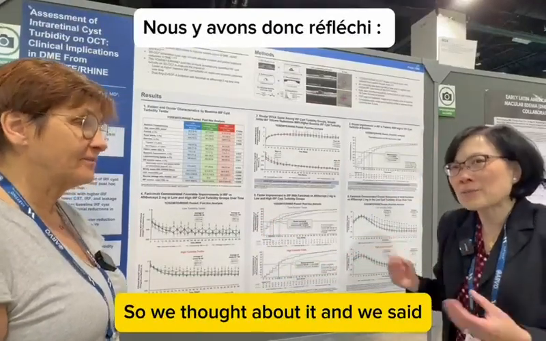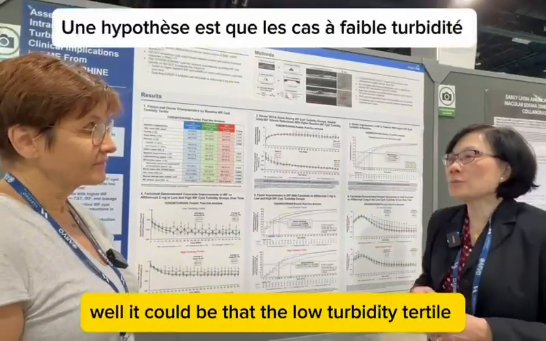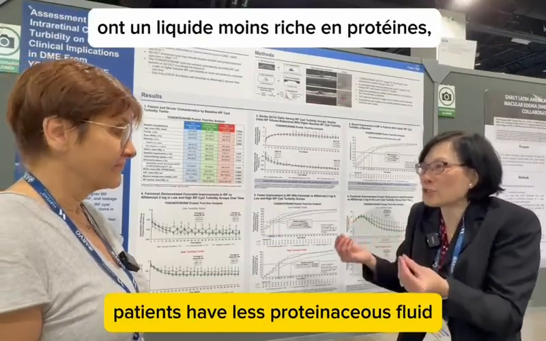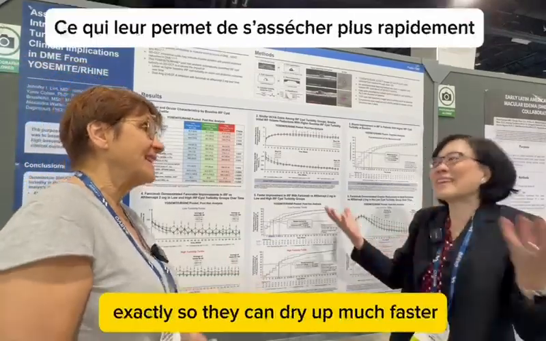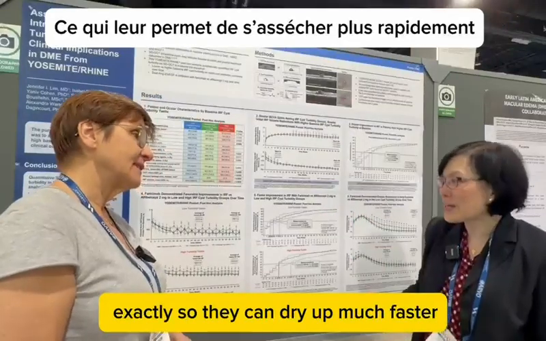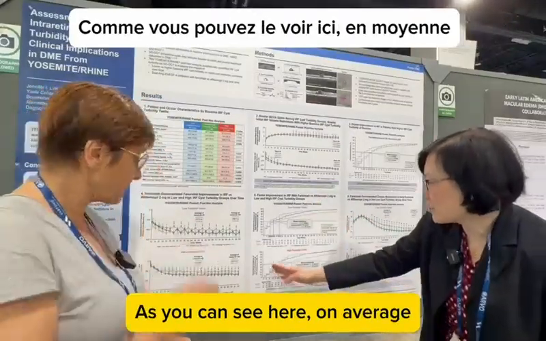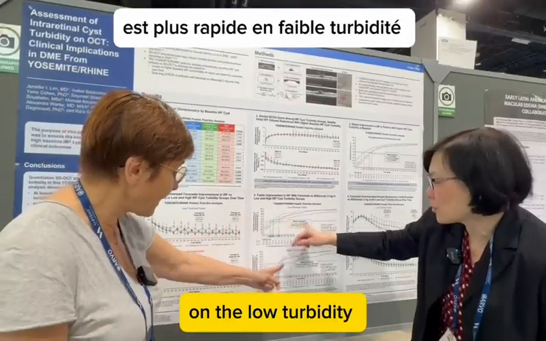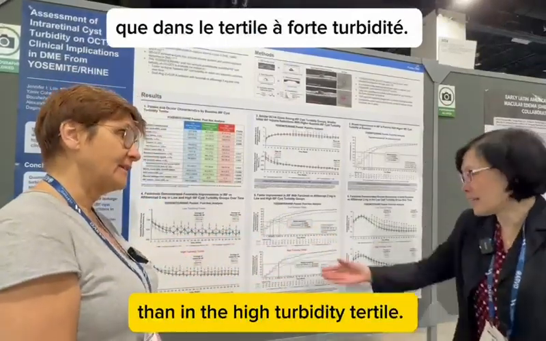So we thought about it and we said, well, why might that be? Well, it could be that the low turbidity tertile patients have less proteinaceous fluid. And water. Exactly, so they can dry up much faster. As you can see here, on average, the speed was much faster to hit the 50% in the low turbidity. Yes, than in the high turbidity tertile.